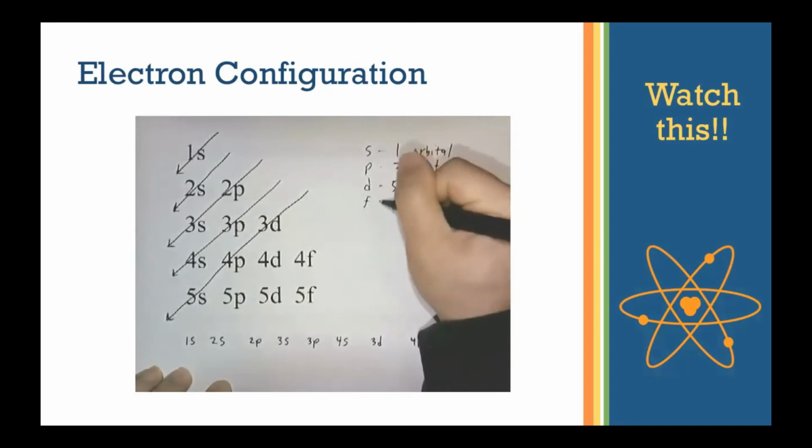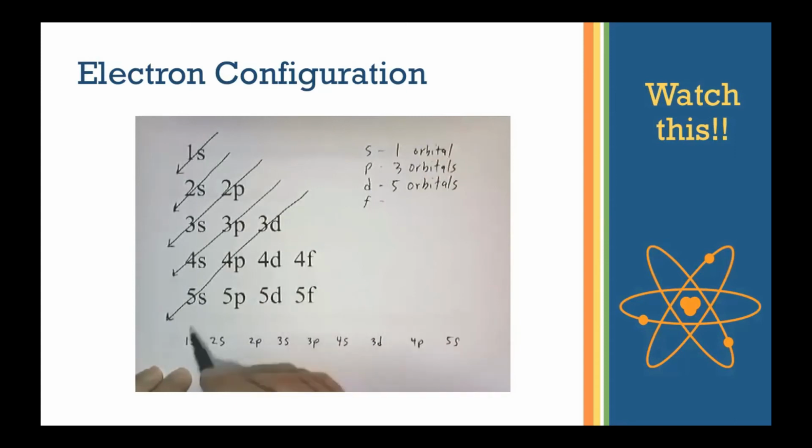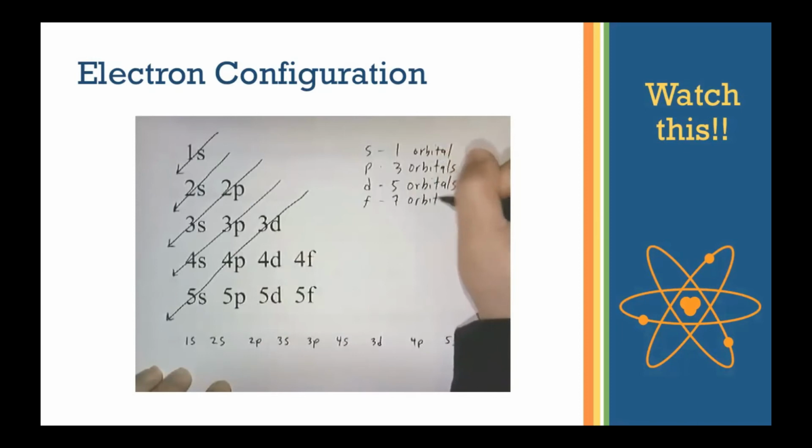F. Oh, we didn't go as far as F. Well, yeah, so we don't. It has 7. We won't need to use it. This was in the previous lecture. You need to memorize this.